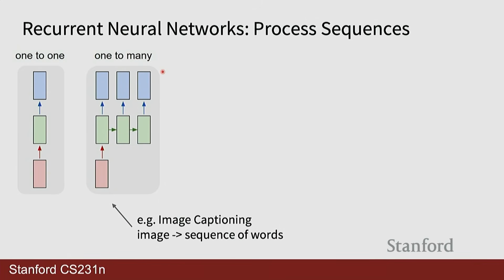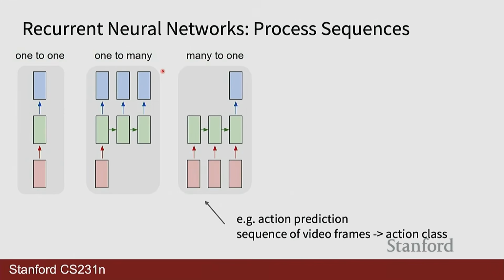You could also have a many-to-one sequence modeling task. So here, we could imagine our inputs are, say, a video, and we're trying to classify what this is a video of. So we give it a sequence of video frames, and the output is one single class label, similar to the image classification case, but now we have multiple frames as input rather than just a single image. So this is an example of many-to-one.